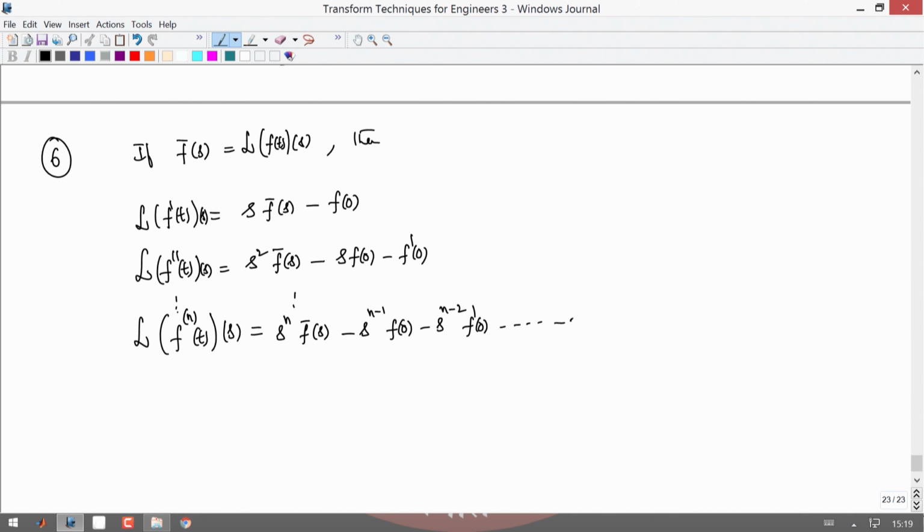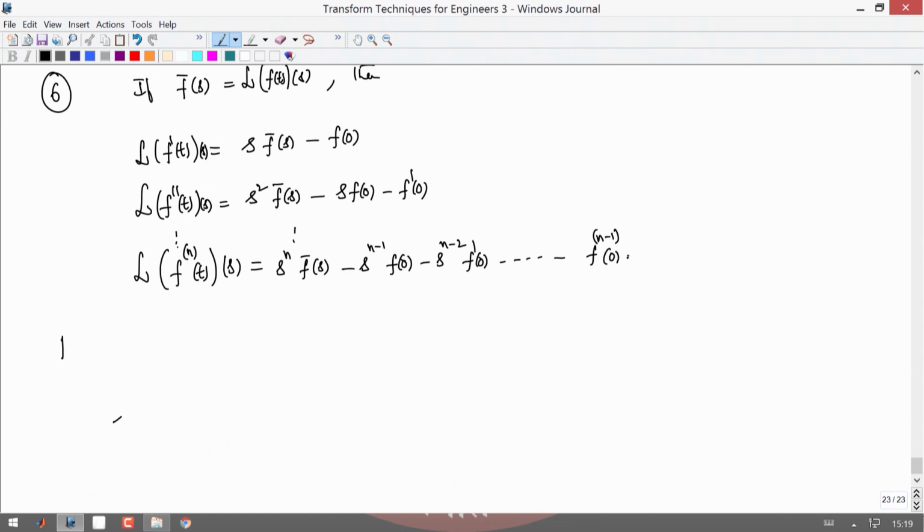You end up finally with a constant times s power 0. So n minus 2 plus 1, this is going to be n minus 1. So here s power 0, and you have the n minus 1 derivative at 0. That is what you will have. If I write the order in the superscript in brackets, that is the meaning of derivative, if I don't use dashes. S power 0 is 1, so you need not write it. So this is your formula for the Laplace transform of n derivatives.